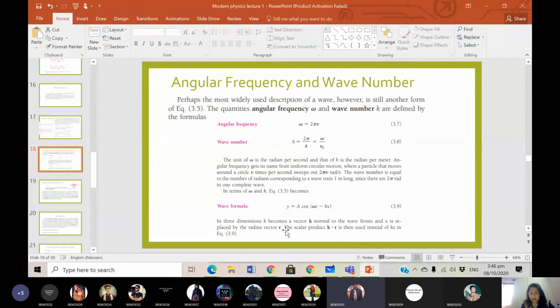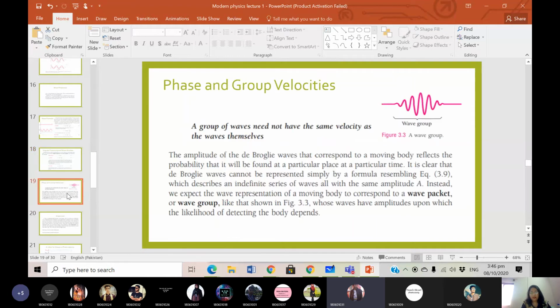Okay, so in 3 dimensions, k becomes a vector k normal to the wavefront, and x is replaced by the vector r. This is for a 2-dimensional wave, where we have the y direction and the x direction. But if it becomes 3 dimensions, where we have y, x, and z, then we have to write it in terms of vectors. But we won't be doing that. We won't be going into the vector.